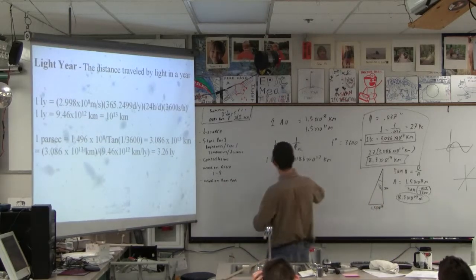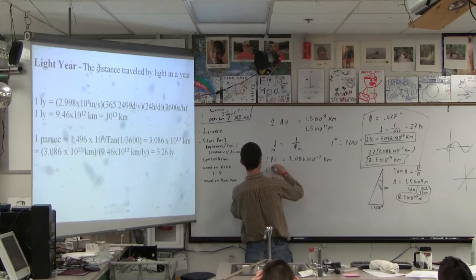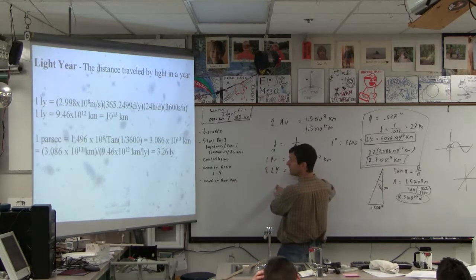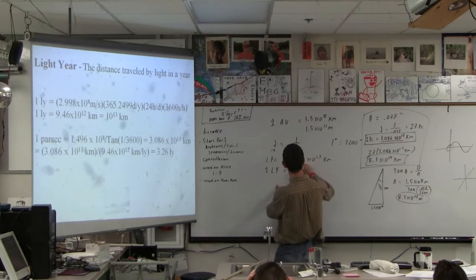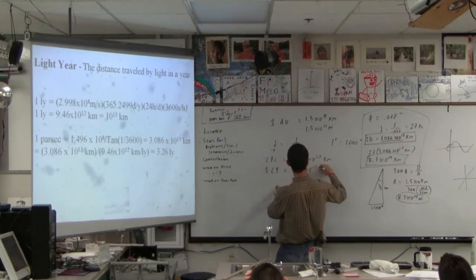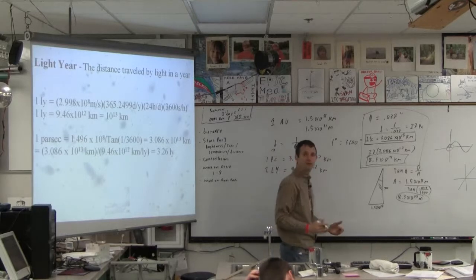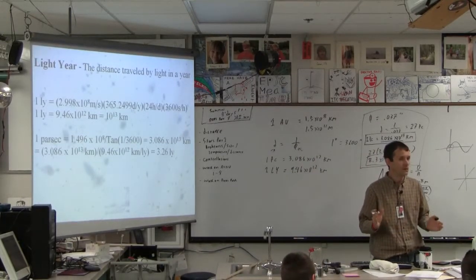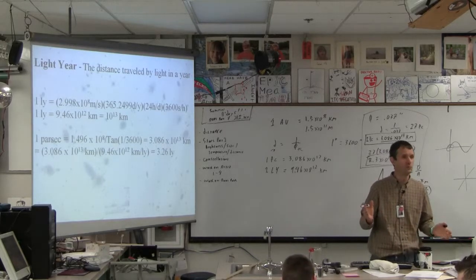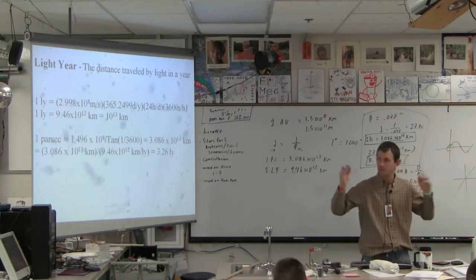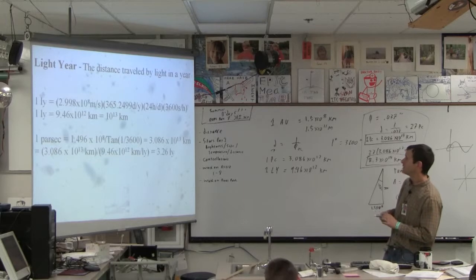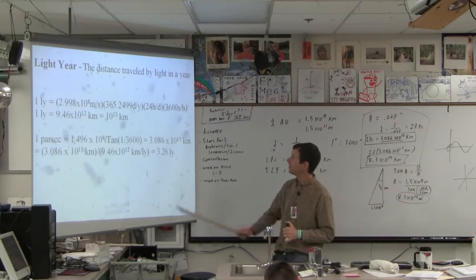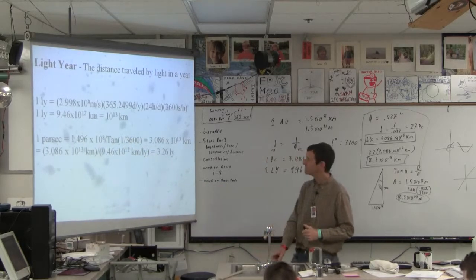These are in the ballpark. So 1 light year is 9.46 times 10 to the 12th kilometers, which is approximately equal to about 10 to the 13th kilometers. If you're doing rough math, you can just say it's about 10 to the 13th. This should be an approximately equal sign. I don't know why it says equals, but it's not.